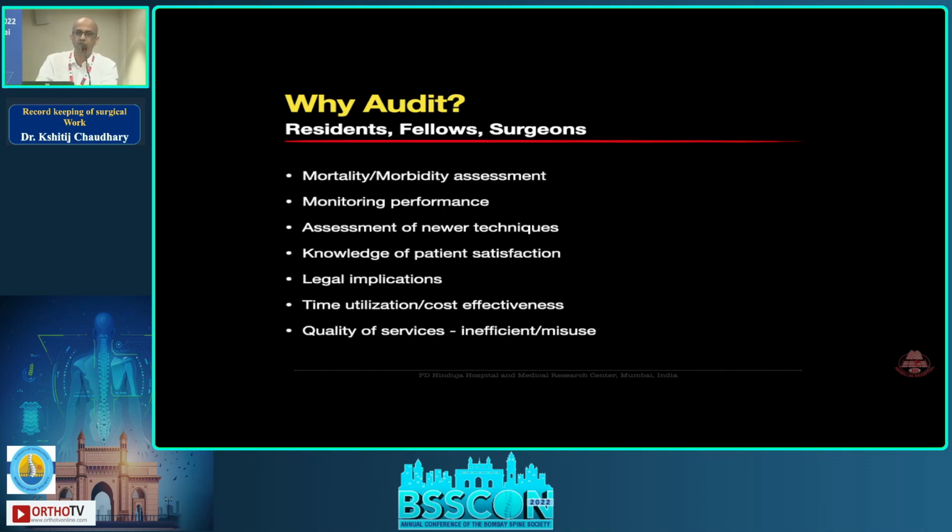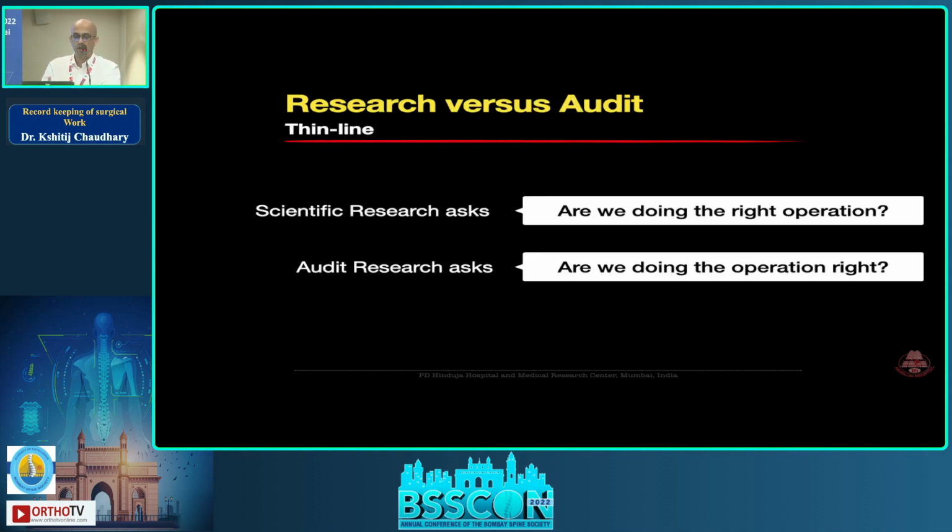I have a lot of students and fellows and young surgeons coming to me and asking me how you are keeping records. But even as residents and fellows, I would say that if you are in training, even if you are not operating on the patients, you should keep your own records. And I did that from my training years, not as a resident, but at least I did it as a fellow during my training. But the difference between audit and clinical research is a very thin line.